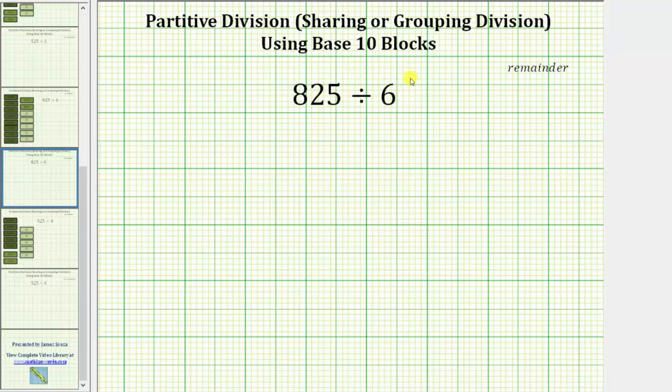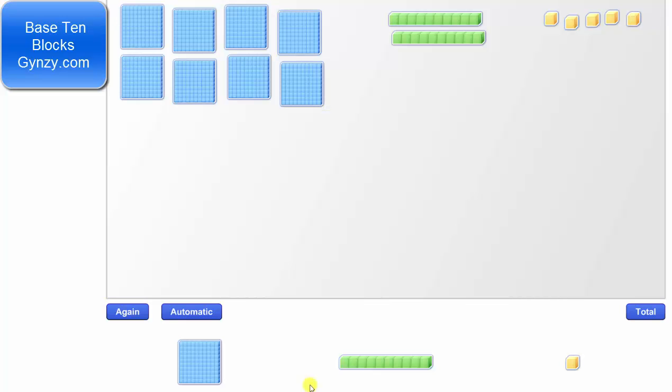The first step is to model 825 using base 10 blocks. For review, a flat equals 100, a rod equals 10, and a unit equals 1. For 825, we have 8 flats, which equals 800, 2 rods, which equals 20, and 5 units, which equals 5. And now, because we're dividing by 6, we want to form 6 groups, with each group containing the same amount.